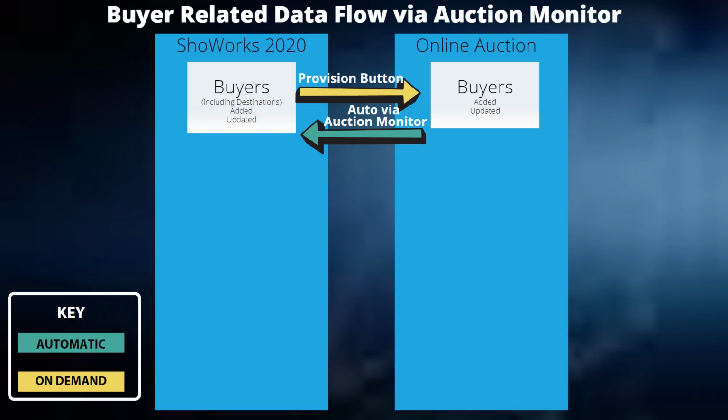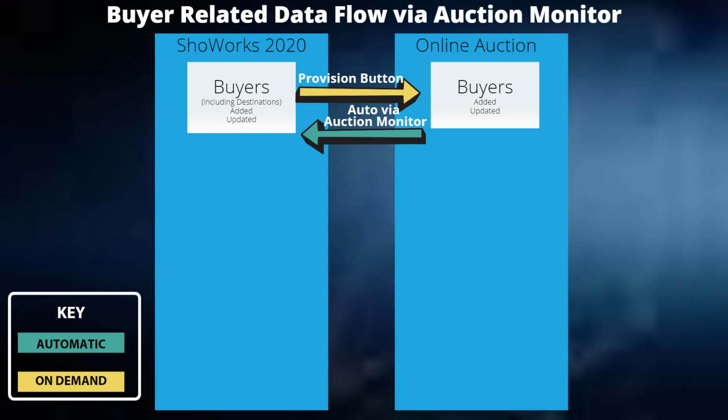Now moving back over from the online auction site through ShoWorks Agent Auction Monitor, buyers that are added, which means that you went in and you added a buyer through your online admin site, or you helped a buyer log into the online auction site and register themselves. Those will automatically flow over to your ShoWorks 2020 fair file as long as ShoWorks Agent and Auction Monitor is open.